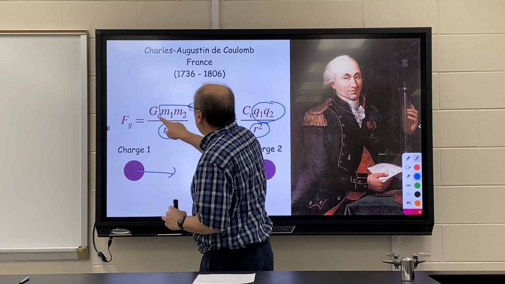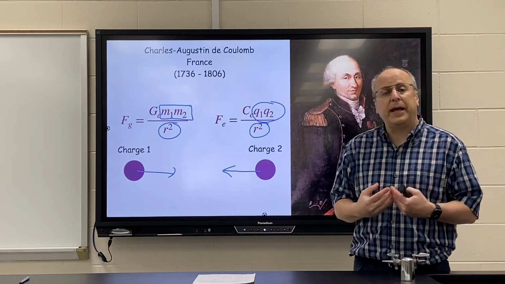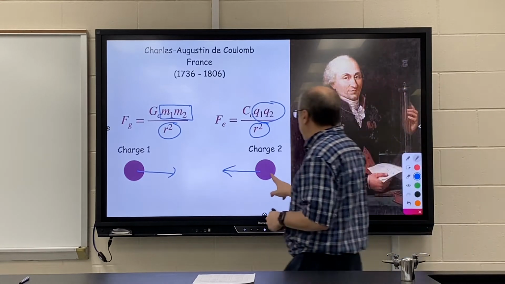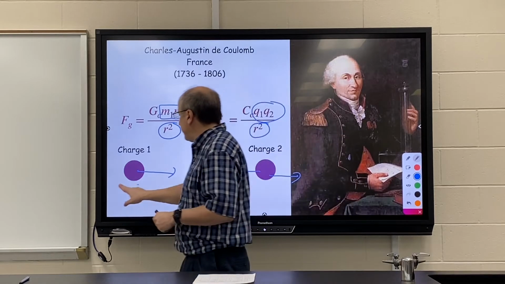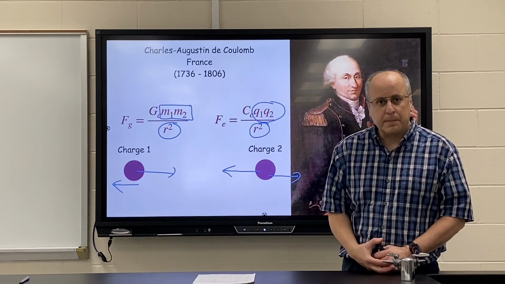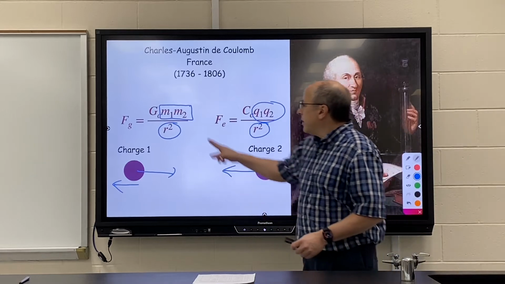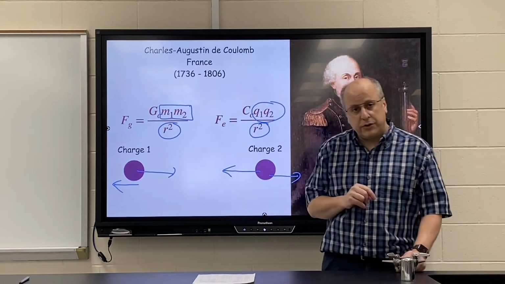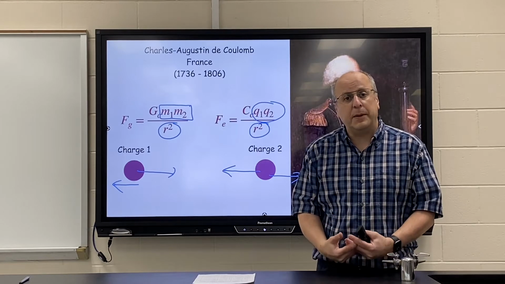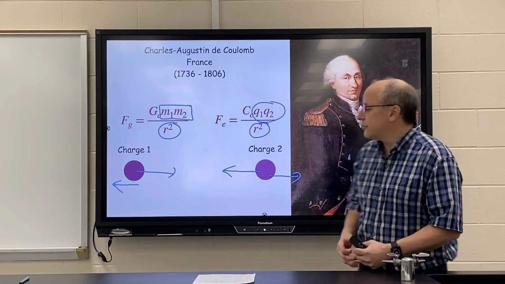You'll notice that gravity depends on mass, and electrical force depends on charge. Electrical force can be attractive or repulsive, and gravity is only going to be an attractive force. The other difference between them is their strength. When we look at the constants, and these are found on your green reference sheet, the constant for gravity is going to be much lower. Gravity is a much weaker force than is electrostatics.